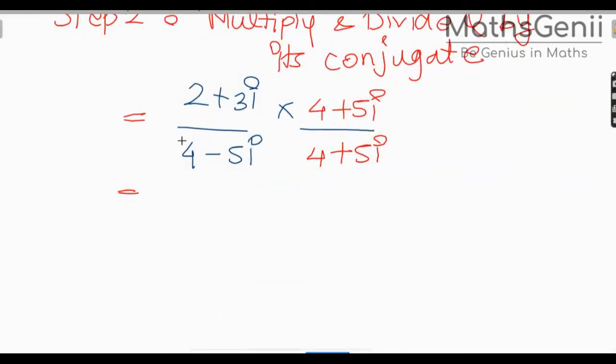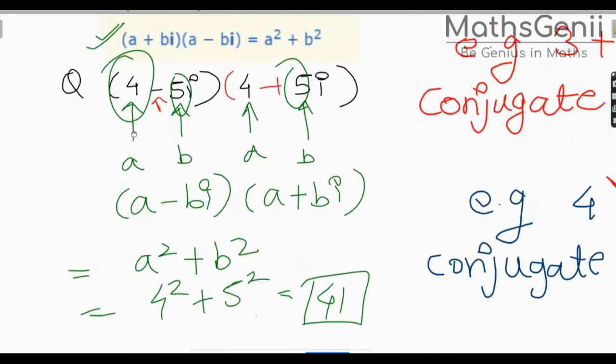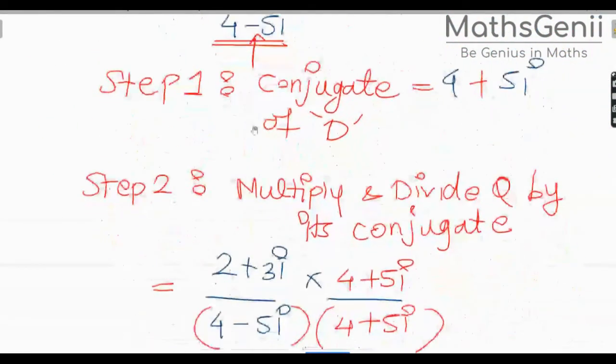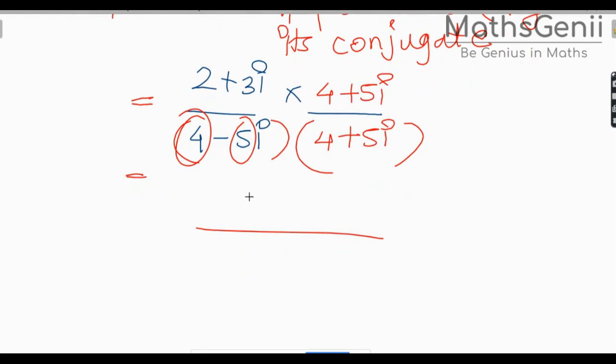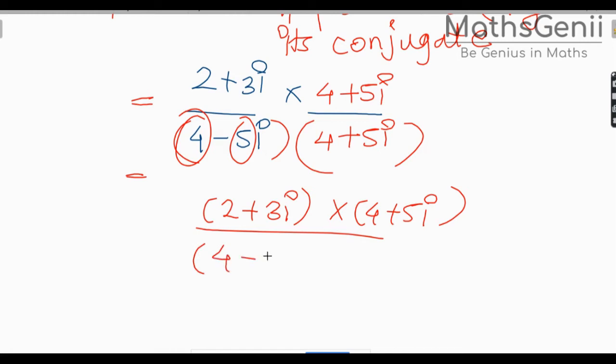Okay, now we just studied a property above. See, conjugates multiplication. This is your A and this is your B. So when you multiply this, okay, let us just write first. Let's not skip the steps. So this is numerator multiplied, denominator multiplied.